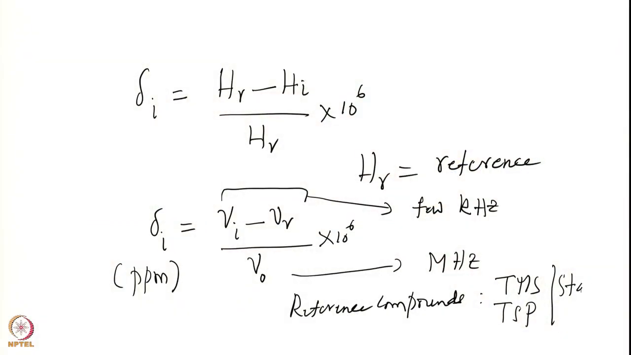What are the other requirements for the reference compound? It has to be stable. Preferably, it has only one line or fewer lines. In such situations you will have a good reference compound, and that is what is used in all of these cases. Now we will see briefly what parameters determine the chemical shift.